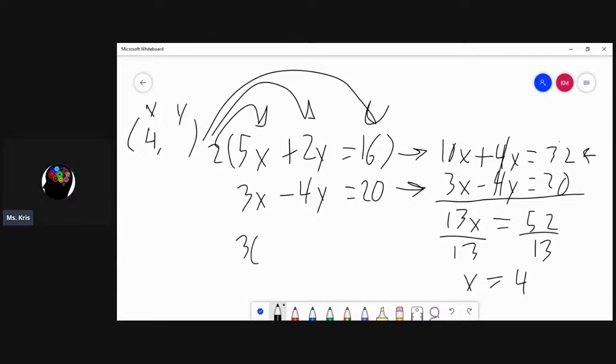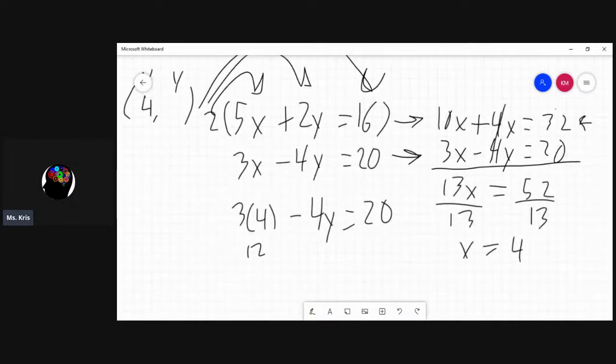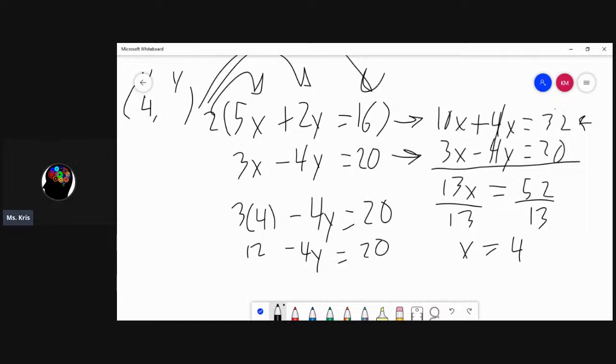So now, 3 times 4, because I'm using the second original equation, 3 times 4 minus 4y, that equals 20. 3 times 4, that's 12. Minus 4y, and that still equals 20. Now I'm going to subtract 12 on both sides. Because 12 is positive, in order to get rid of it, I must subtract it out. That gives me a negative 4y equals 20 minus 12. Of course, that is 8.